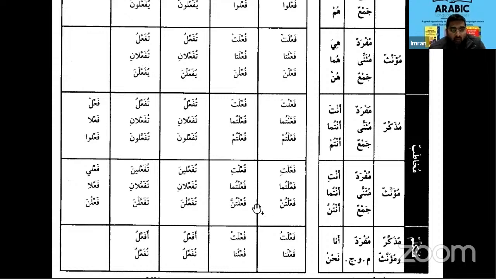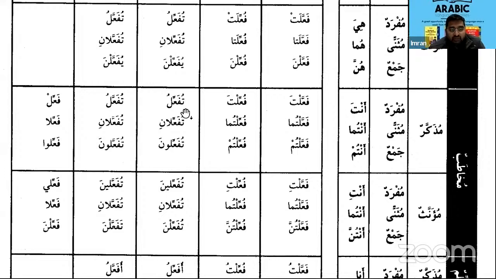Because what's happening here in the imperative, when we remove the ta from the beginning, the fa itself has a harakat. The fa has a fatha. So because of that, there's no need to bring any alif in the beginning. So then the imperative is made as fa'il. So I'm going to ask Sister Kulthum. Sister Kulthum, are you there?